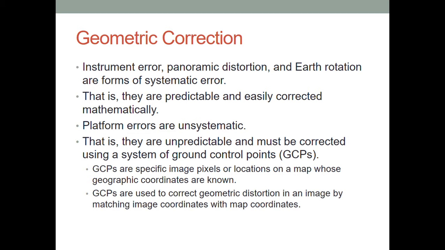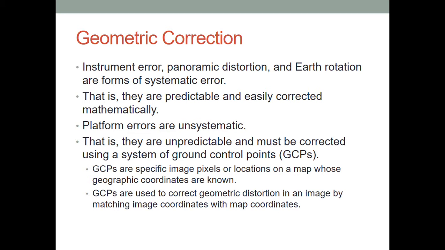Instrument error, panoramic distortion, and rotation are forms of systematic error that can be predicted and easily corrected automatically. Usually, any data provider will do this for us. Let's say you are downloading data from the NASA website. They already cover all of this. Only the proper registration to fit into the local projection is the only thing that you are required to do. It's quite simple.